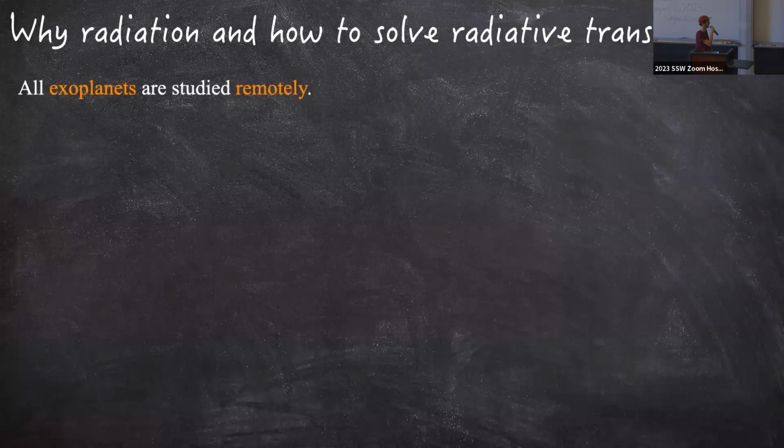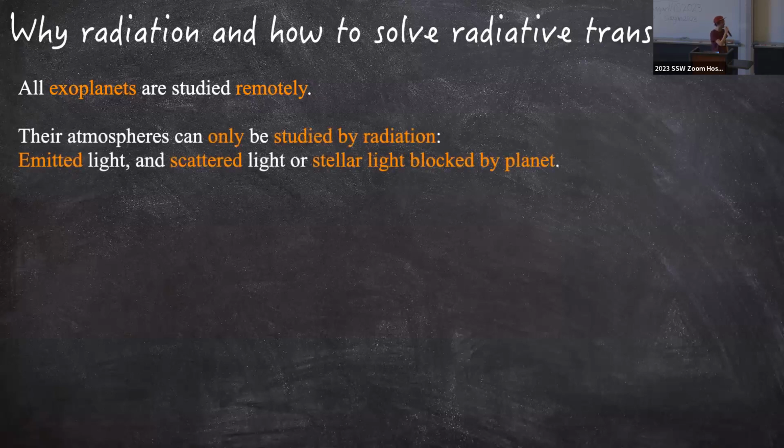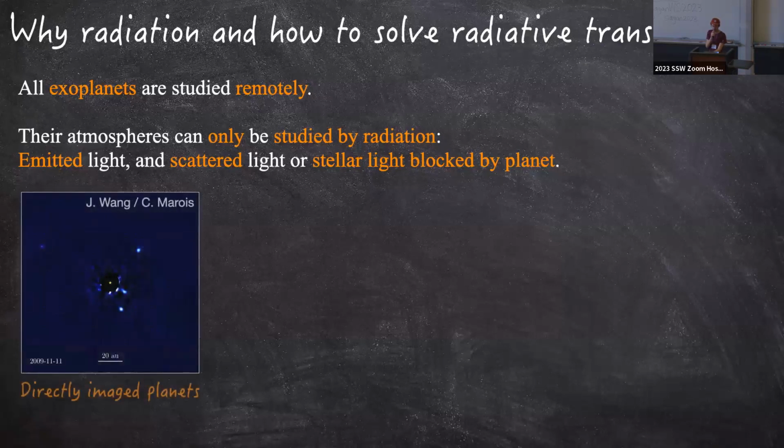Exoplanets, which is the topic of this workshop, are studied remotely. It's kind of in the definition, they're not in the solar system. And we have to do that through radiation. So the processes that we can use for that are emitted light by the planet, scattered light by the planet, so for example, light that the planet scatters that has been emitted itself, or stellar light that is blocked by the planet when it passes in front of it.